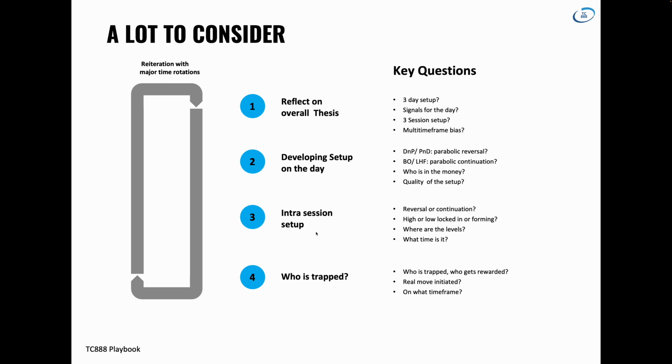But then during the session, you constantly discuss with yourself, could this be a reversal or a continuation? Is the high or low already locked in or just forming? Where are the key levels? What time is it? That's the most important thing, and we really will dive into that. Is it first hour, second hour, or third hour? It's a big difference. And then constantly, that's the most important thing: you're not looking for a trade. You're looking for a trap. And if you see the trap, then you might get a trade.